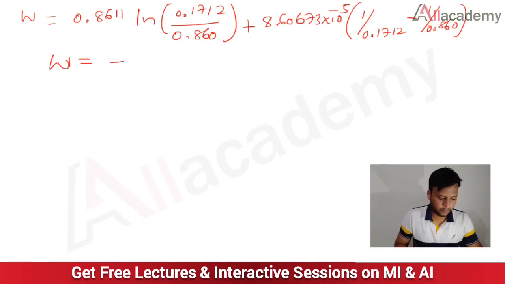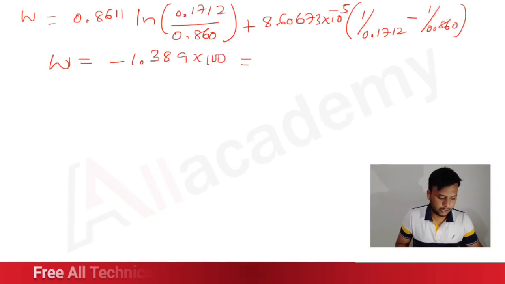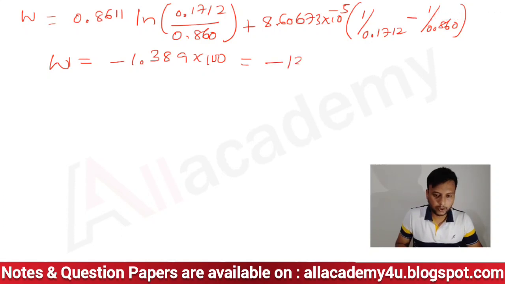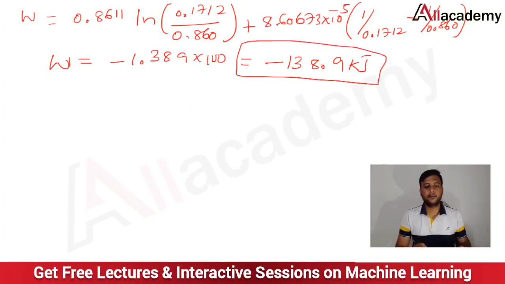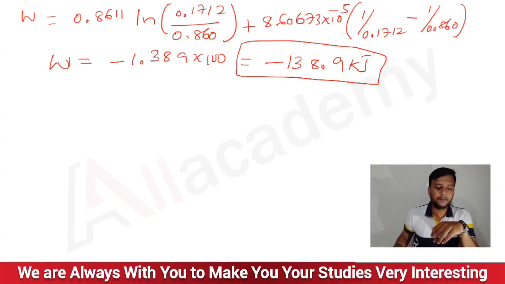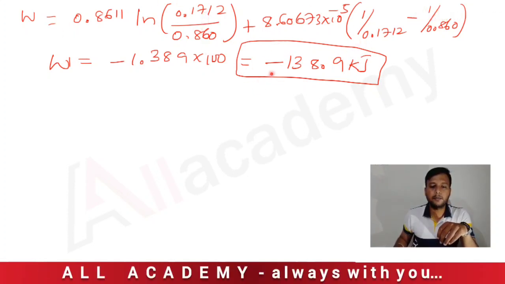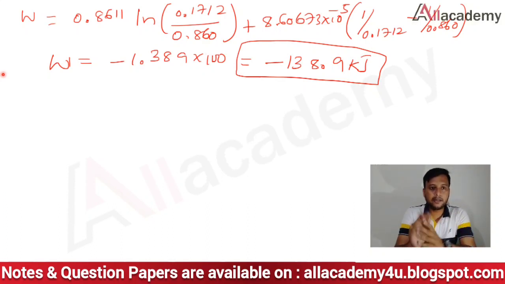It is around minus 1.389 into 100, so that will be equal to minus 138.9 kilojoules. Now this is the work done in this process, that is minus 138.9 kilojoules. When you simplify this whole equation by substituting V1 and V2, you will get the answer, that is minus 138.9 kilojoules. Now he says that condition 1 is satisfied now.